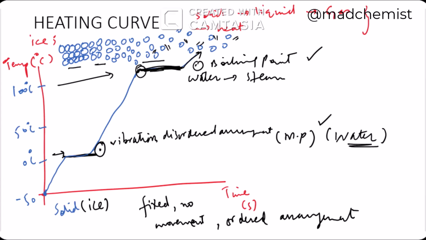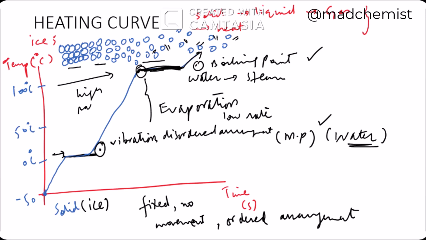So where is the evaporation? At all these times, evaporation occurs. At low temperatures, there is a low rate of evaporation, while as we approach the boiling point, there are high rates of evaporation. So this is a heating curve for water. The solid converts into a liquid and then converts into a gaseous form.